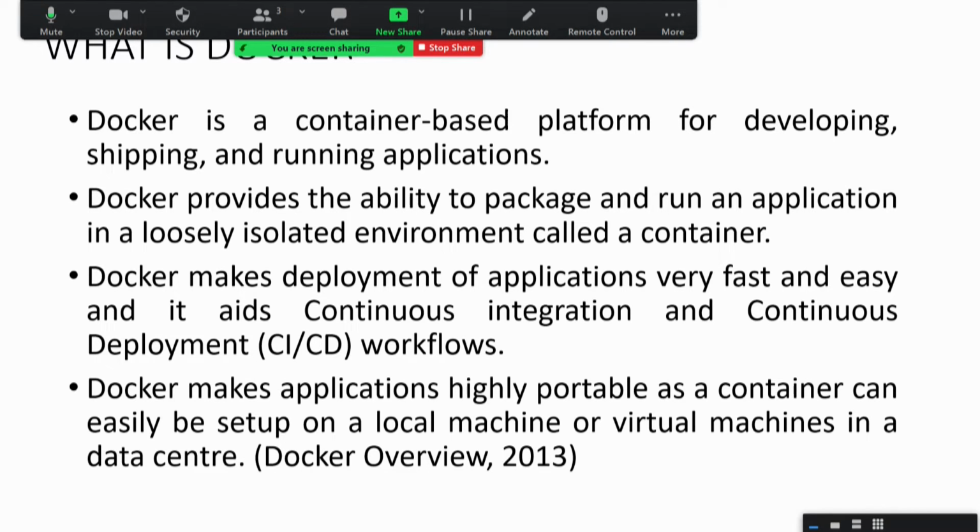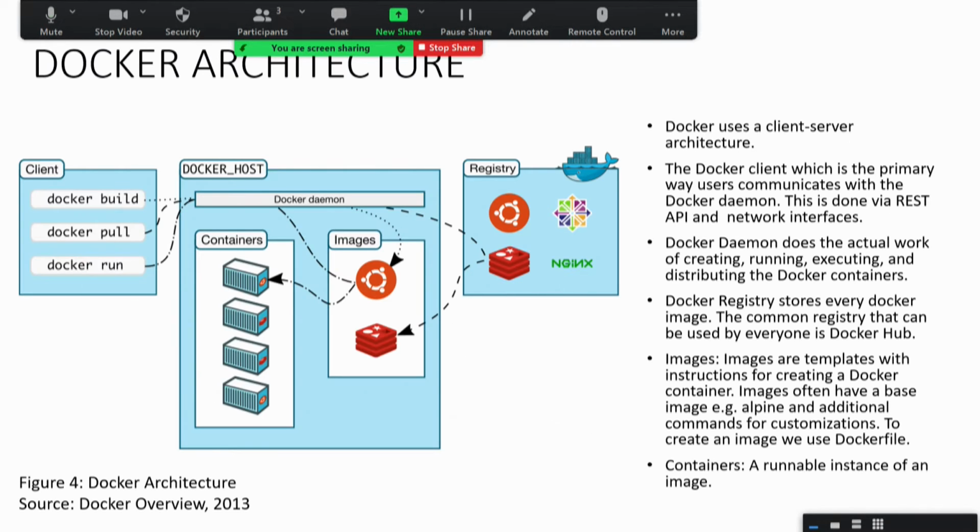This is a term used in software engineering where you have multiple people working on a project, and you can easily deploy. Continuous deployment means you can easily deploy each of the applications in stages. So Docker makes applications highly portable, because containers are highly portable, and you can easily set them up on your local machine, on virtual machines, or in a data center.